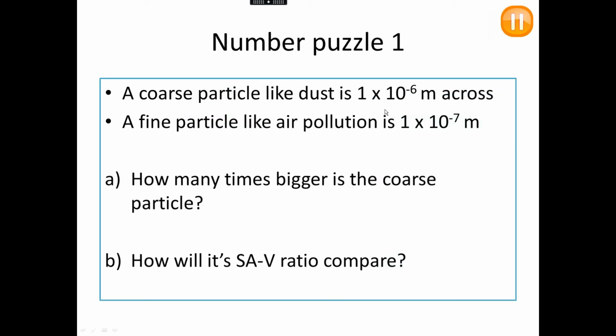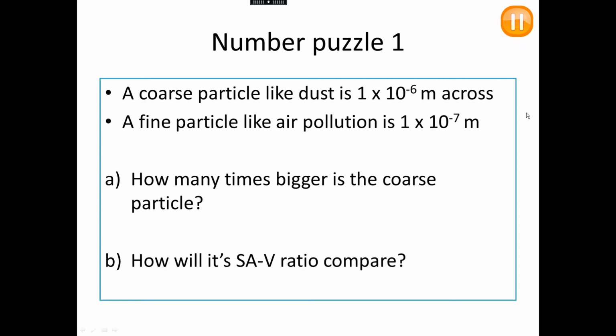For these two particles, a coarse particle like dust is 1 times 10 to the minus 6 meters across, but a fine particle is 1 times 10 to the minus 7. How many times bigger is the coarse particle? Is it 10 times, 100 times, 1,000 times bigger? What will that do to the SAV ratio? Pause the video, try and work that out.